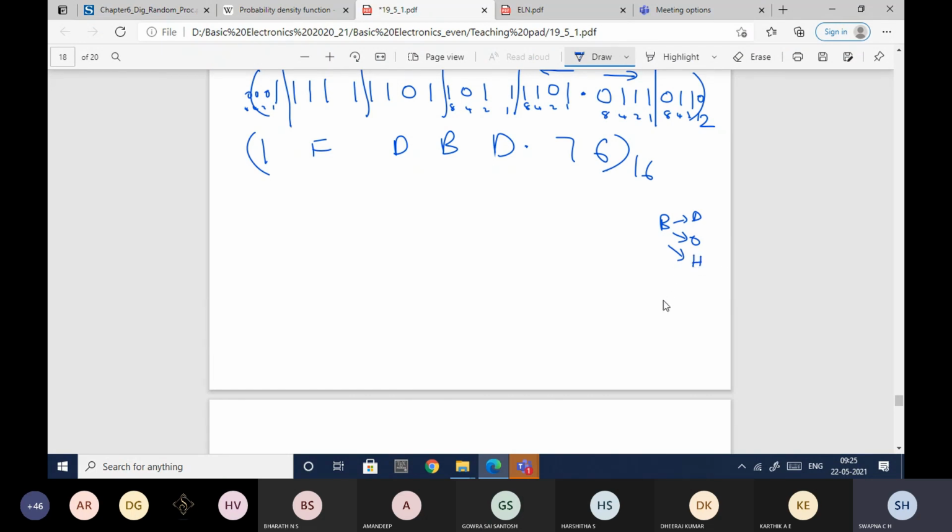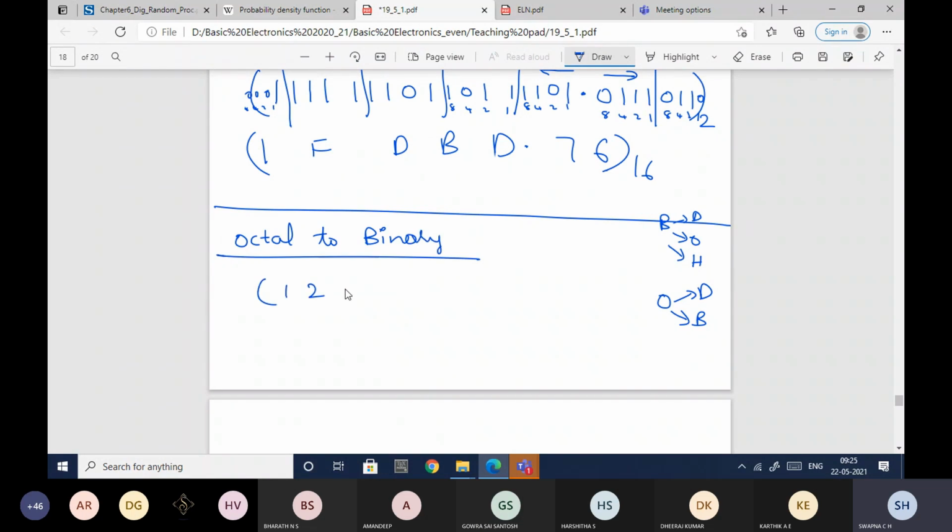Okay, so now we'll come to octal. Octal to decimal is over. Now I have to convert octal to binary. Octal to binary. So I'll have an octal number, 127.765 base 8, that I need to convert to binary.